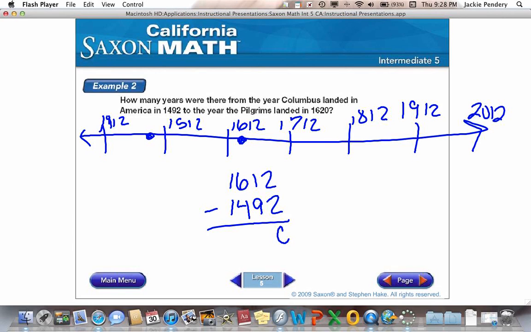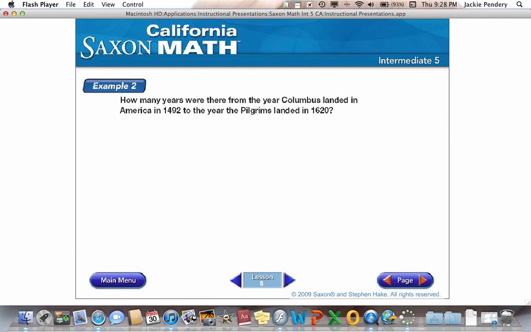0 minus 2 I can't do. I have to borrow. 2 minus 2 is 0. 1 minus 9 I can't do. I have to borrow. This becomes a 5. 11. 11 minus 9 is 2. And 5 minus 4 is 1. So 120 years, don't forget those units, 120 years passed from the time Columbus landed in America until the Pilgrims came. Okay, all right, moving on to example 3.